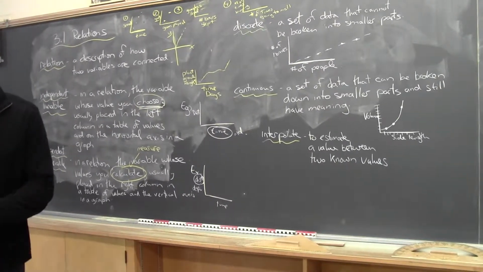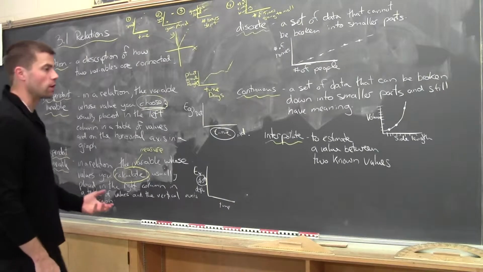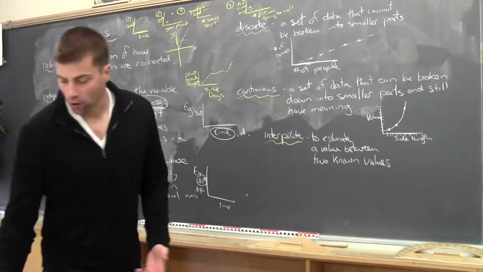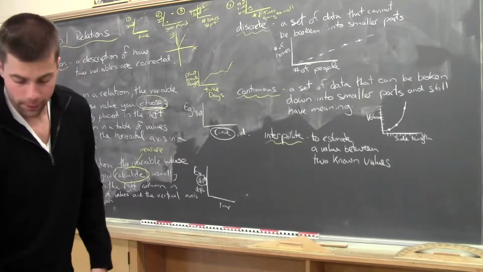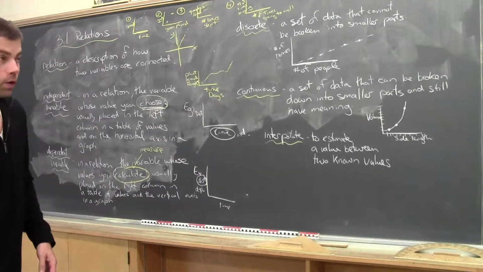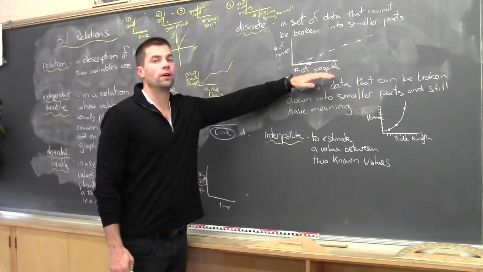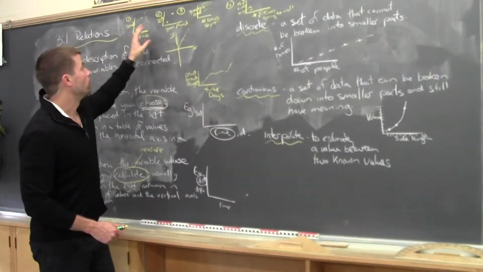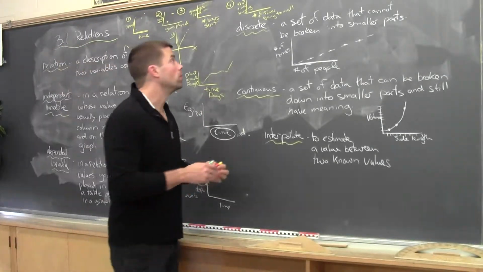Okay, we are continuing section 3.1 where we're talking about relations. We're talking about all the different types of relations that we can have. We always have a dependent variable and an independent variable. So we've gone through 4 examples now. I'm going to go through one more example.